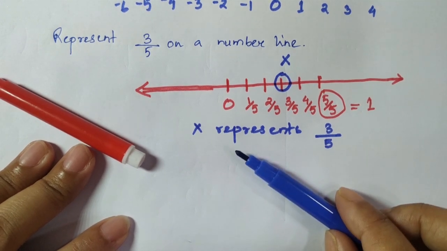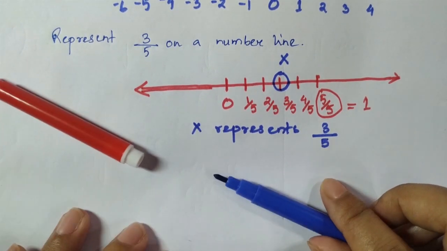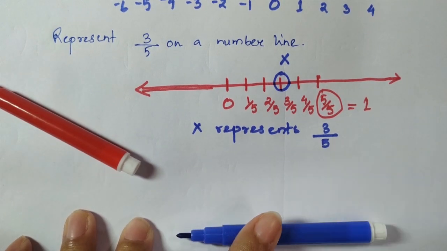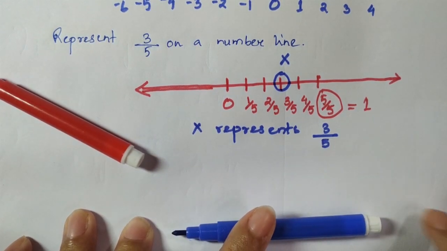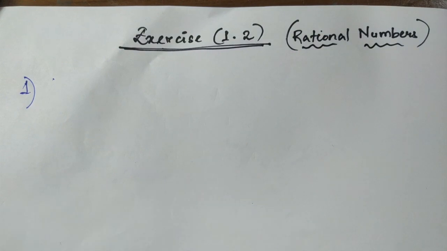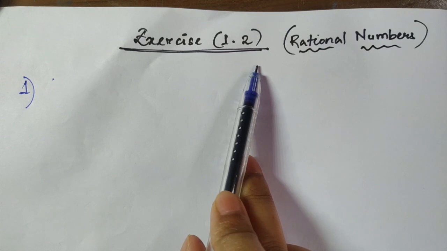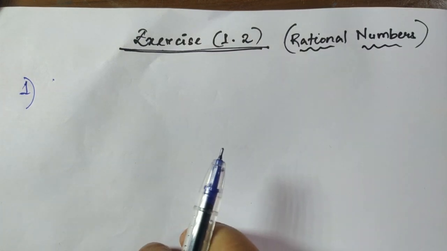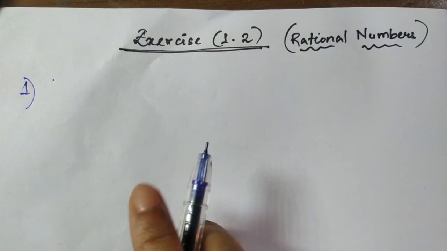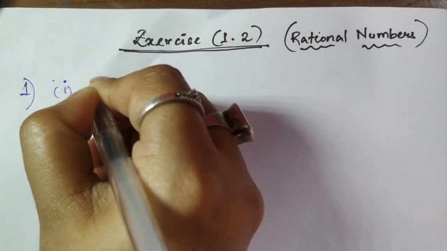Okay, students. Now with this, we will start with the exercise, that is exercise 1.2 of the chapter. Now students, let us get started with exercise 1.2. The first question is, represent these numbers on the number line, and the first number is 7/4.